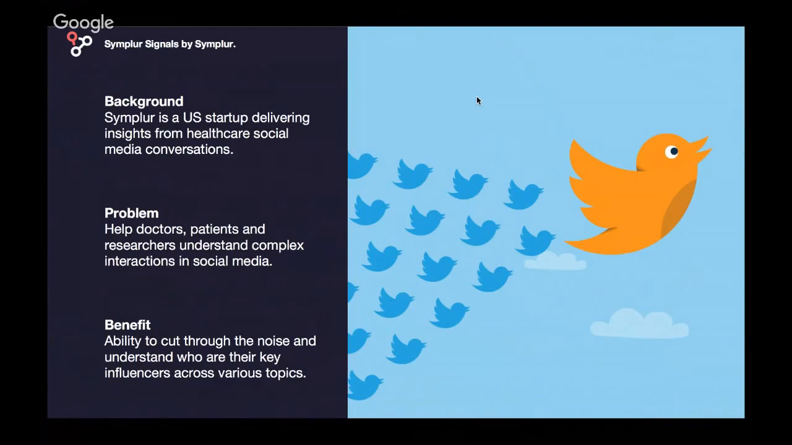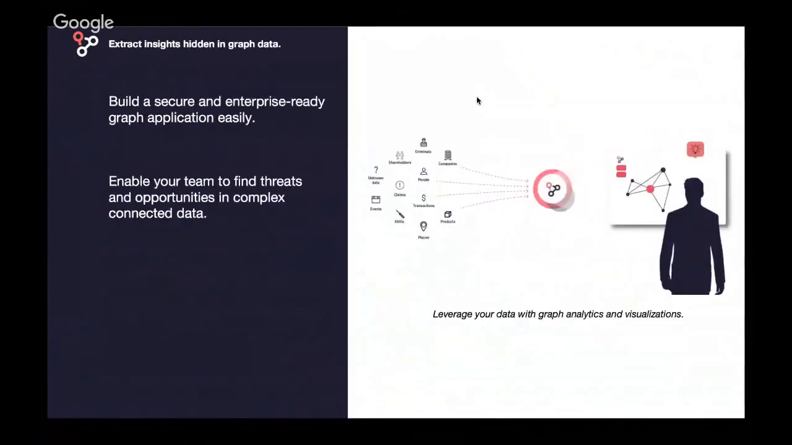So these are three public examples of the use of the Linkurious SDK. We do have more clients who use the product in other domains. The Linkurious SDK is really designed to facilitate the extraction of insights hidden in graph data. With it, you can build a secure and enterprise-ready graph application easily, and that can enable your team to find threats and opportunities hidden in graph data.